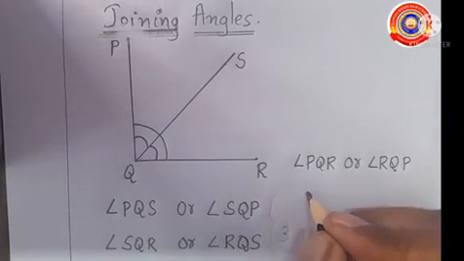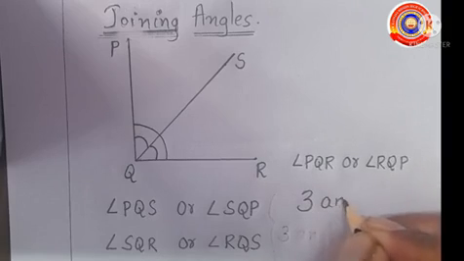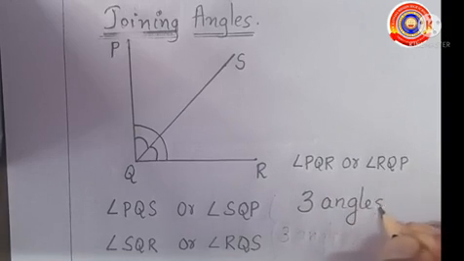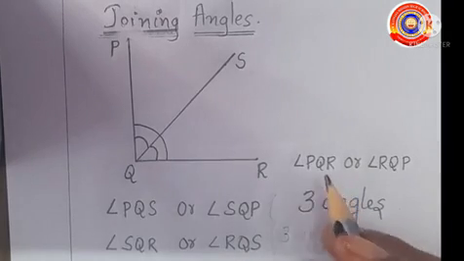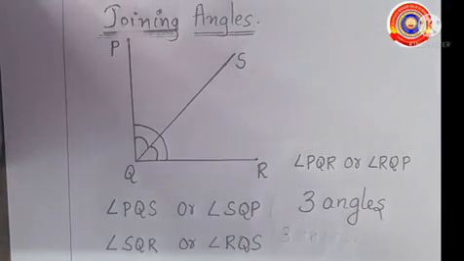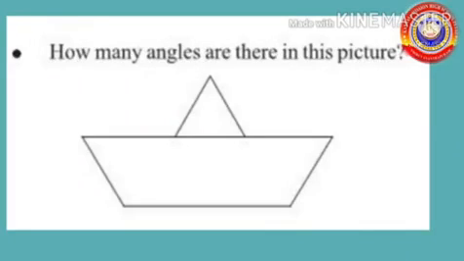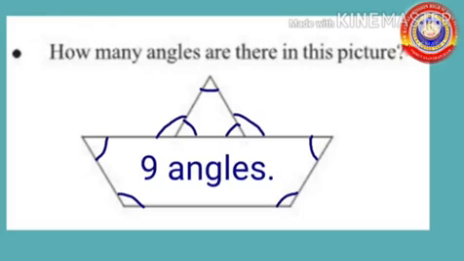How many angles are there? Yes, 3 angles. By joining two angles, the number of angles become 3. Let's do the next activity. How many angles are there in this picture? Let's count the number of angles. 1, 2, 3, 4, 5, 6, 7, 8 and 9. The total number of angles equals 9.